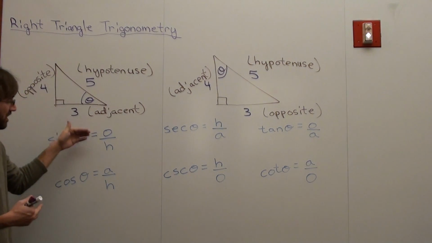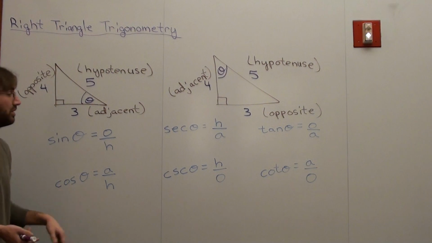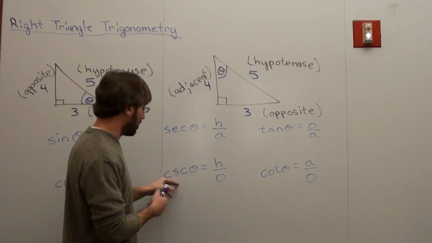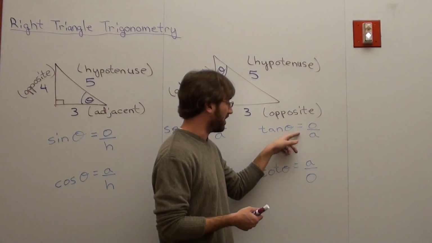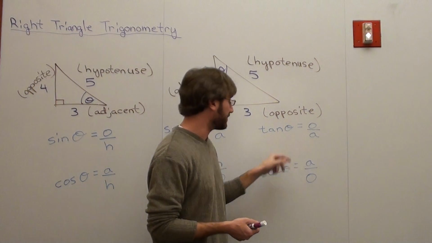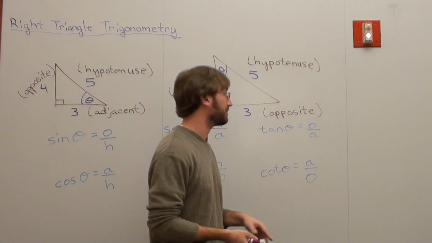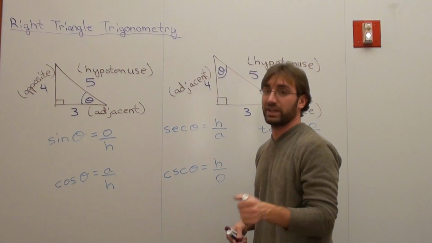Sine of theta equals opposite over hypotenuse, cosine of theta equals adjacent over hypotenuse, secant of theta equals hypotenuse over adjacent, cosecant of theta equals hypotenuse over opposite, tangent of theta equals opposite over adjacent, cotangent of theta equals adjacent over opposite. Pretty cool. Nothing terrible, but whatever the case.